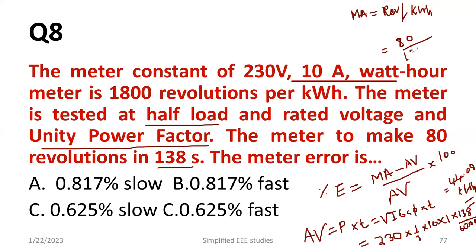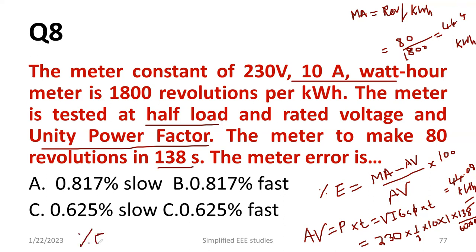Please read 1800, right? So if you calculate, you will get around 44.4 kilowatt hour. So I got the measured value and the actual value. Definitely, if you know these two parameters, you can calculate the percentage error.